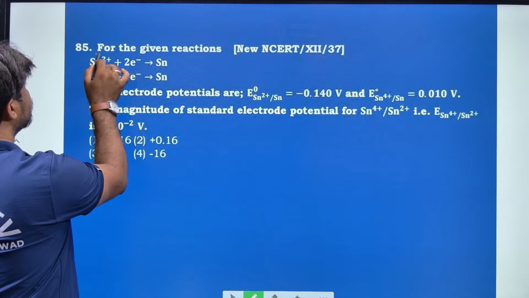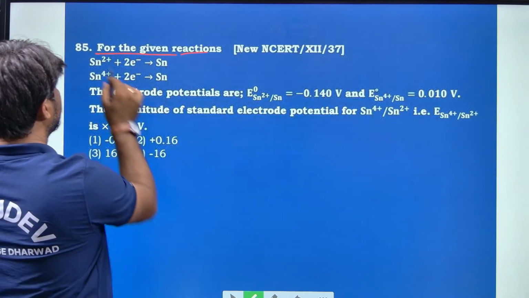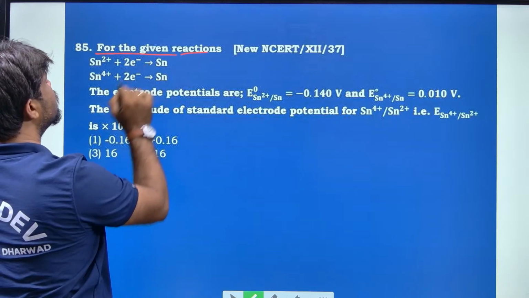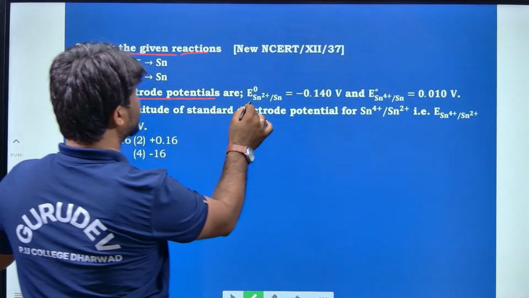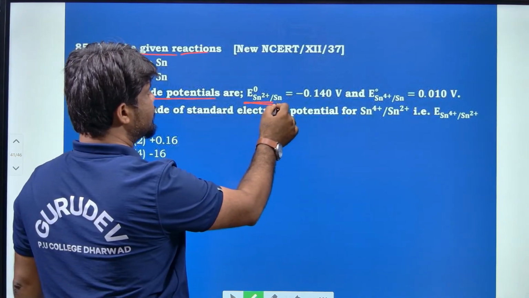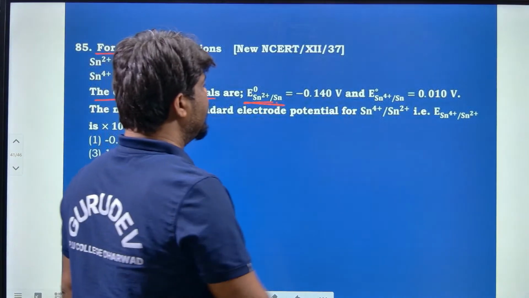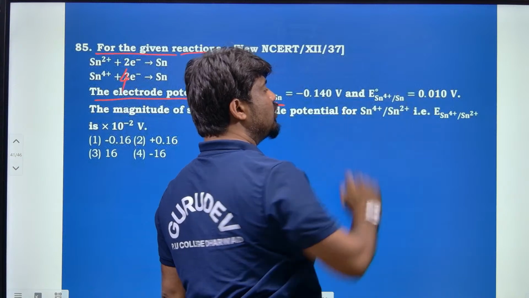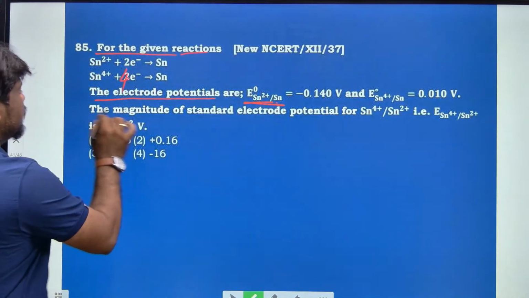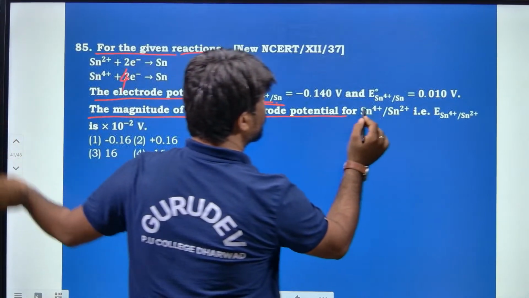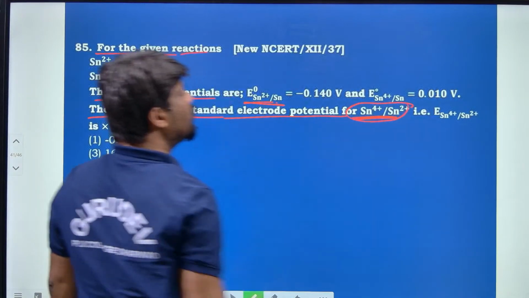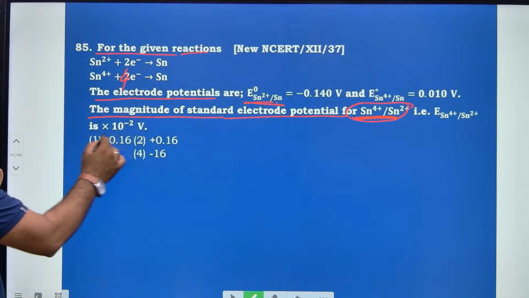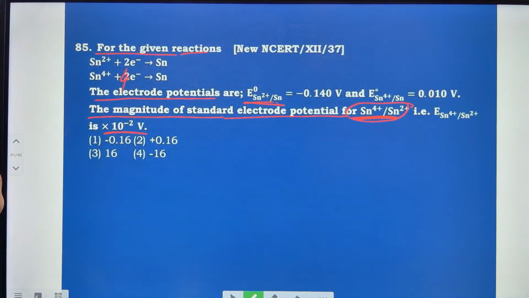Question number 85. For the given reaction, they have given Sn2+ plus 2 electrons gives Sn, and Sn4+ plus 4 electrons gives Sn. The E naught for Sn2+ to Sn is minus 0.14 volt, and the E naught value for Sn4+ to Sn is 0.010 volt. The magnitude of the standard electrode potential for Sn4+ to Sn2+ is what we need to find. We should keep the value in terms of 10 to the power of minus 2 volt. This concept can be solved very easily.